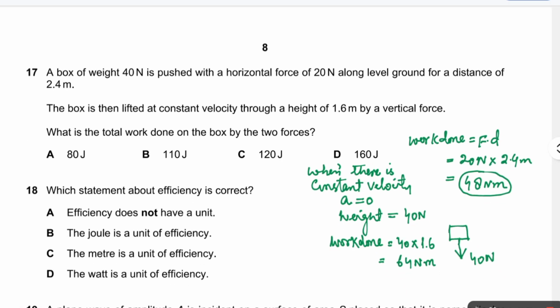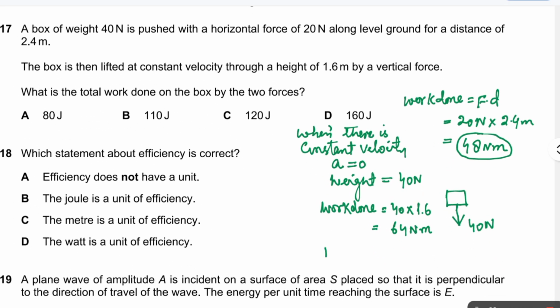How much is the total work done? Now we can easily find out the total work done. Total work done is equal to 64 plus 48, which is 112 Newton meter. And you will not find this among the options A, B, C and D. So which is the closest one? Closest is 110 Newton meter. So this will be the answer. Okay, you understand it? I hope you understand.